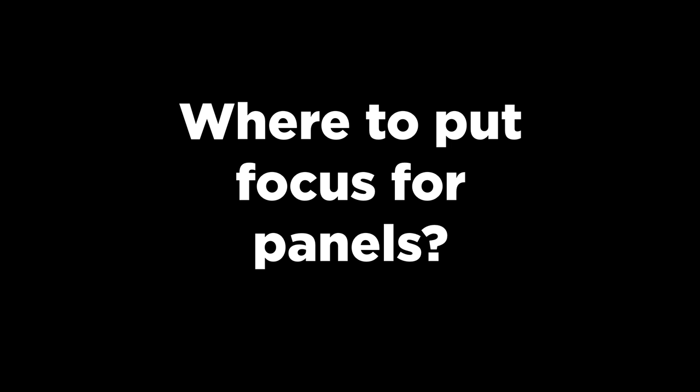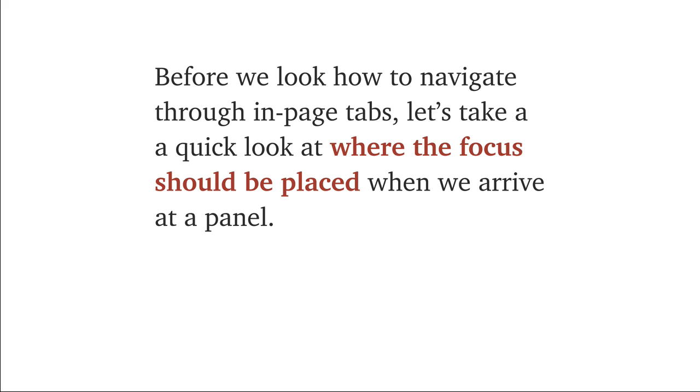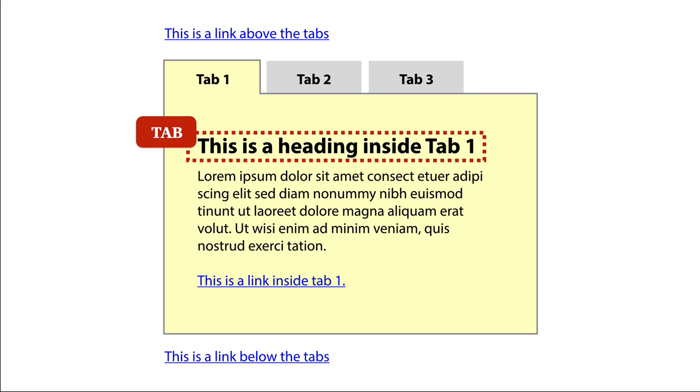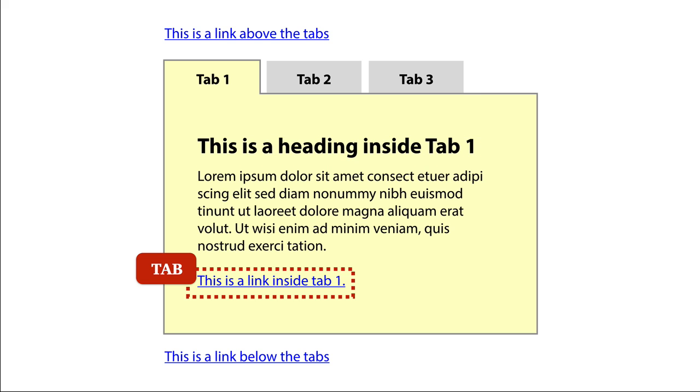But where do we put the focus for the panels? Before we look at how to navigate through in-page tabs, let's have a quick look at where the focus should be placed when we arrive at a panel. A lot of developers either place a focus on the first heading inside of a panel, or they place a focus on the first focusable item inside the panel, like a link, a form control, etc.